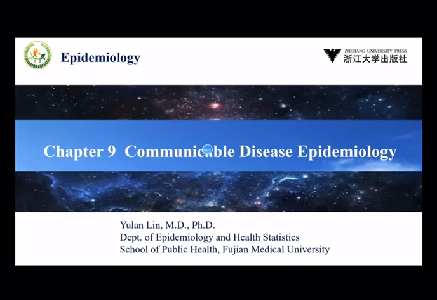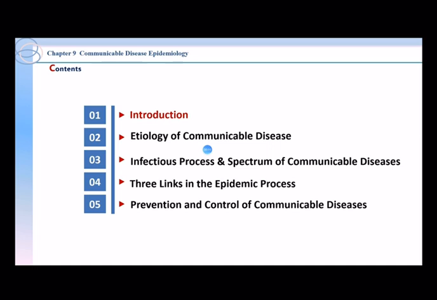So today we are going to talk about chapter 9, Communicable Disease Epidemiology. Today's section includes 5 small sections: introduction, etiology of communicable disease, the infectious process and the spectrum of communicable disease. We will also talk about 3 links in the epidemic process and how we can prevent and control communicable disease.